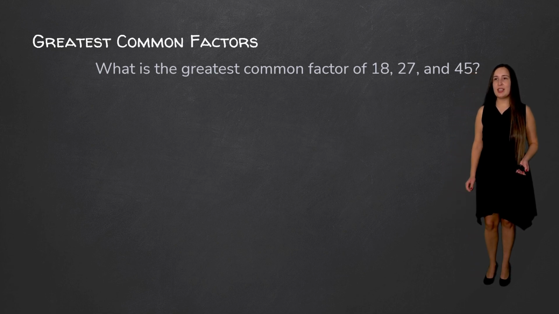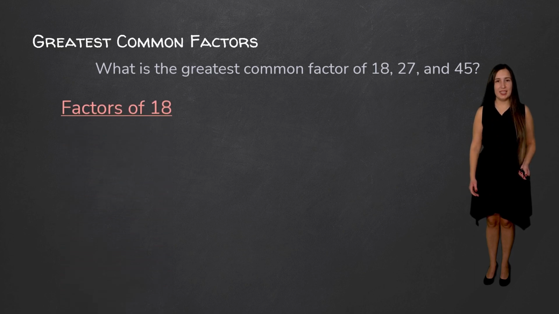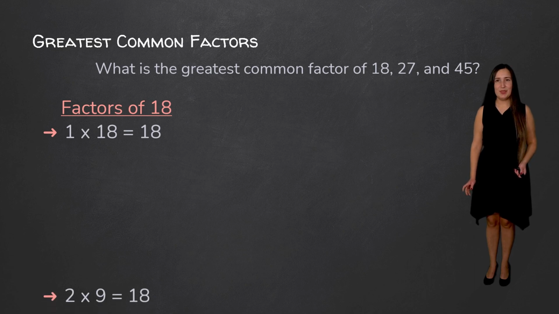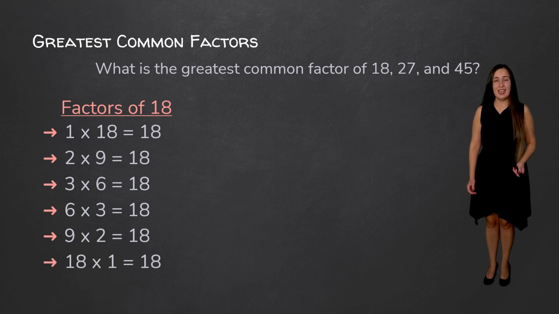So what is the greatest common factor of 18, 27, and 45? So before we do anything, we're going to find the factors of these three numbers. So the factors of 18, we have 1 times 18 is equal to 18. We have 2 times 9 is equal to 18. 3 times 6 is equal to 18. 6 times 3 is equal to 18. 9 times 2 is equal to 18. And 18 times 1 is equal to 18.